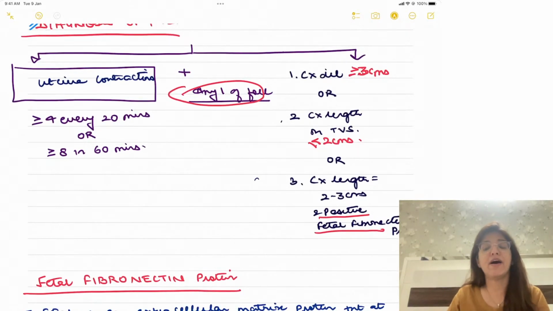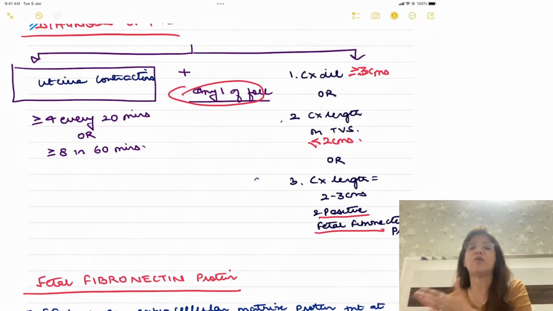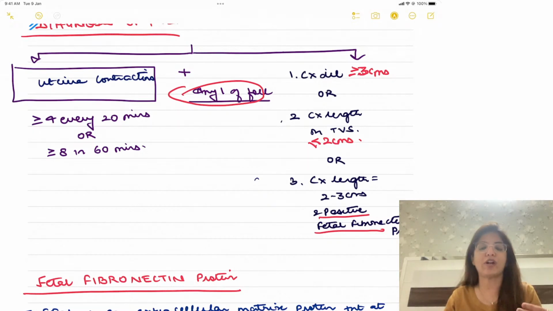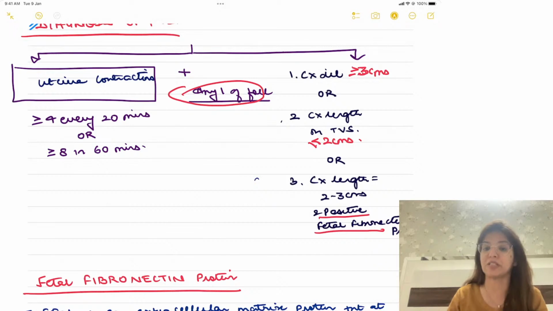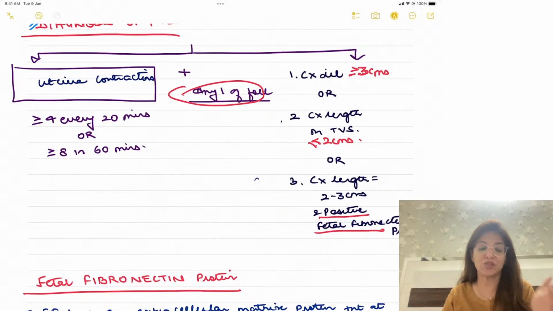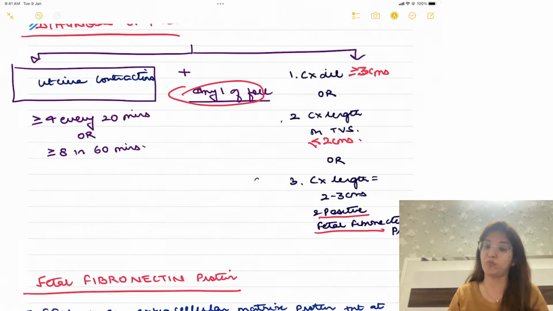So how do you diagnose preterm labor? Diagnosis is made clinically. Number one, if the patient is having uterine contractions and any one of the following. So uterine contractions with either dilatation of the cervix more than 3 centimeters or length of the cervix less than equal to 2 centimeters, or if length is between 2 to 3 centimeters, then a positive fetal fibronectin protein.